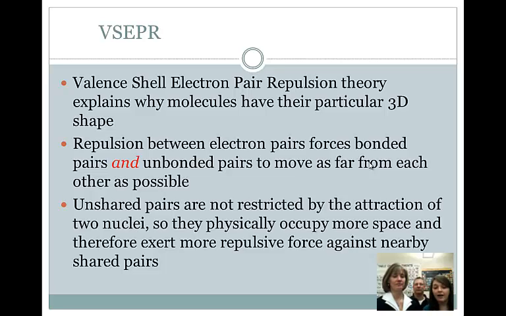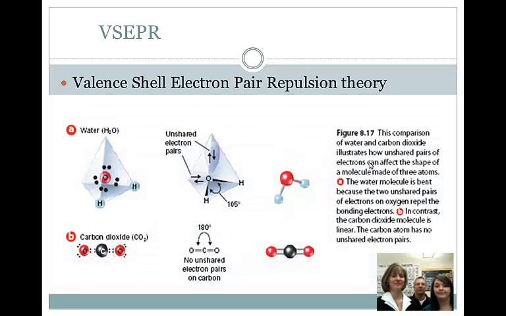Now, an unshared pair is not restricted by any attraction from the two nuclei of a bond, nor is there any overlapping in their orbitals, since they're unshared and no bond is happening. So they will physically take up more space and give more of that repulsive force against any of the nearby shared pairs in the area. More space.